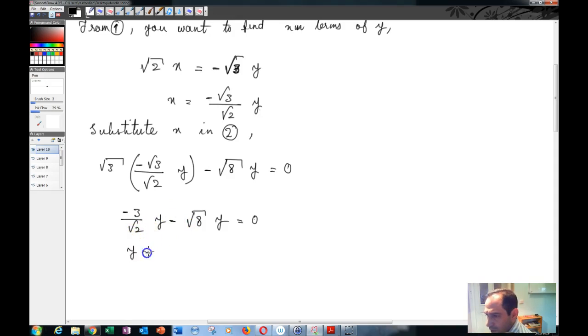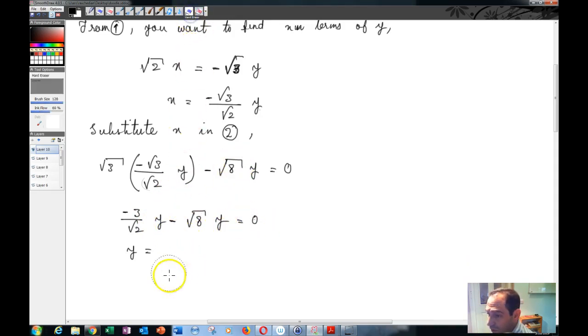And then your y is going to be equal to, I think, 0, if I'm not mistaken, because square root of 3 times square root of 3 is equal to 3, and you have a negative sign over here, over square root of 2 times y minus square root of 8 times y is equal to 0.